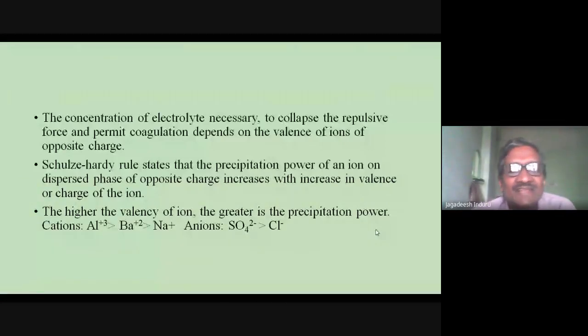The higher the valency of the ion, the greater the precipitating power. We have already seen this according to the Hardy-Schulze rule, and this is very important for the neutralization of zeta potential. This indicates that trivalent aluminum has more precipitating power than barium and calcium, which have more than sodium, and in the case of anions, phosphates are more than sulfates, which are more than chlorides. So we already know this.